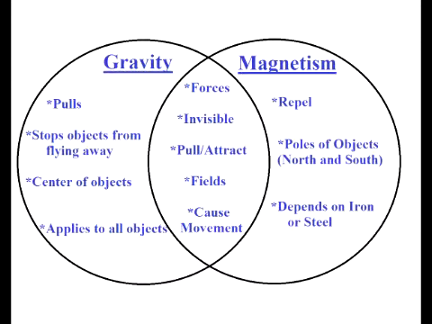For our last assignment, we are going to use this Venn diagram to compare and contrast gravity and magnetism. The characteristics for gravity are that it pulls, it stops objects from flying away, it is the center of objects, and it applies to all objects. Magnetism repels, it has poles of objects which are the north and the south, and it depends on iron or steel.